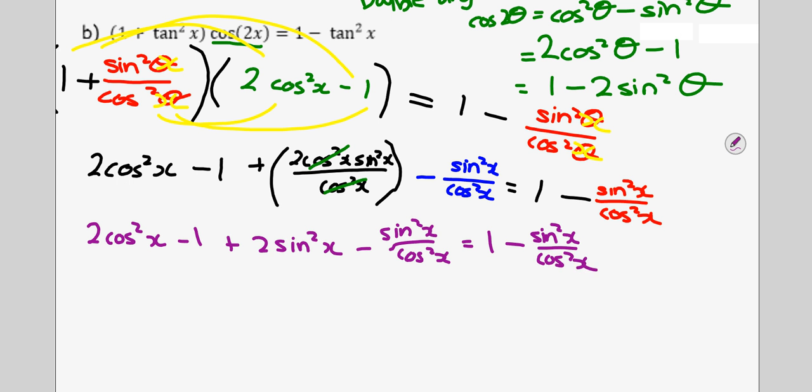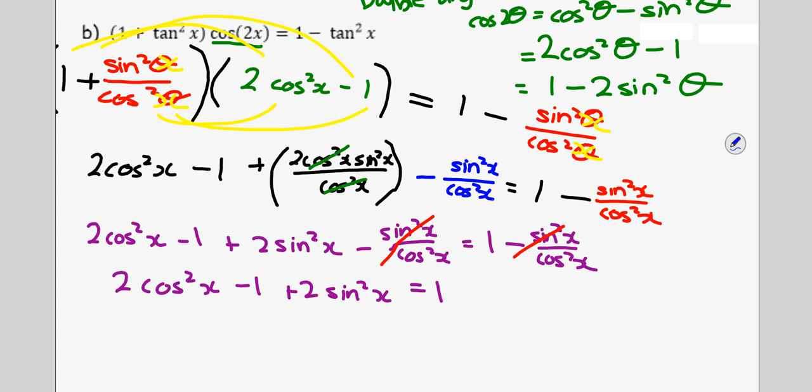And something can be kind of crossed out at this point. Yeah, exactly. See, they're both minus sine squared x over cos squared x. So technically, you could add that fraction to both sides. Maybe let's do it one step at a time. There's another thing that cancels, but let's do this one first. 2 cos squared x minus 1 plus 2 sine squared x equals 1. And then something else is going to cancel out.